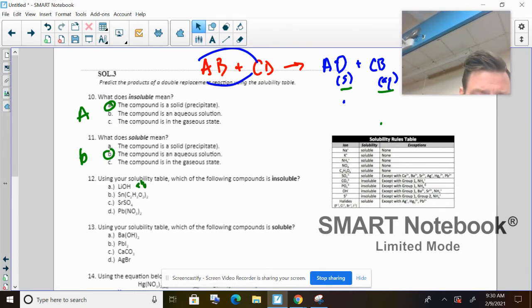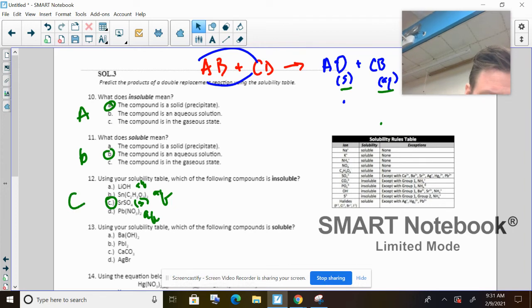Acetate, C2H3O2, that's soluble, so that's AQ. SrSO4: sulfate is soluble except when it's with calcium, barium, strontium, Ag, Hg. Boom, we hit an exception. That one is solid. So C definitely is it. Nitrate, NO3, is soluble. That's AQ. So the answer is C there.